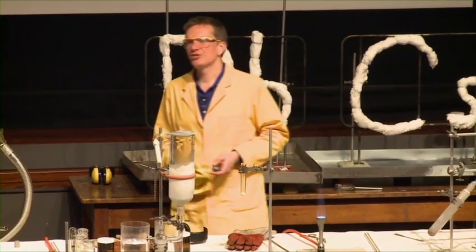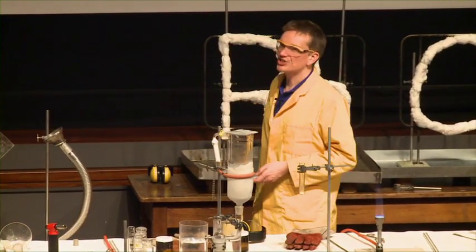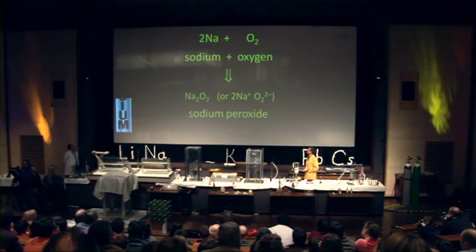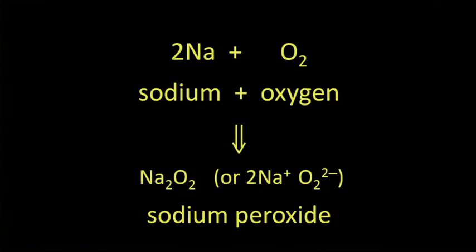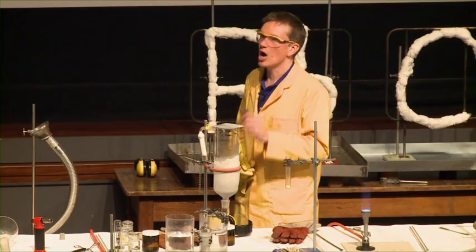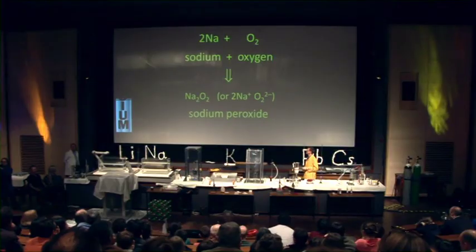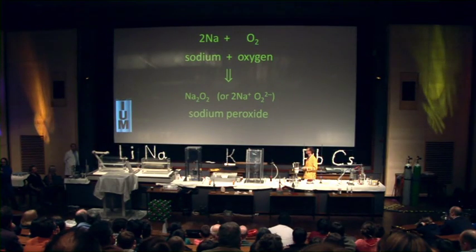But if we burn sodium with lots of oxygen, we can actually get a different compound formed. And this is called sodium peroxide. So this has much more oxygen built into its structure. So normal sodium oxide had the formula Na2O. Sodium peroxide has the formula Na2O2.